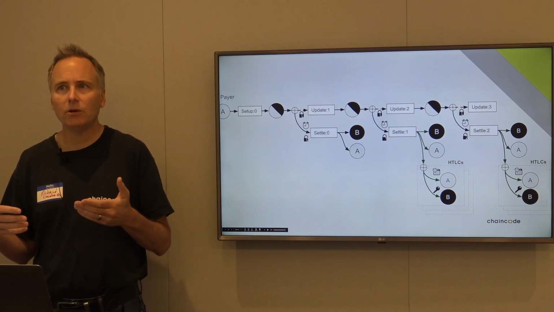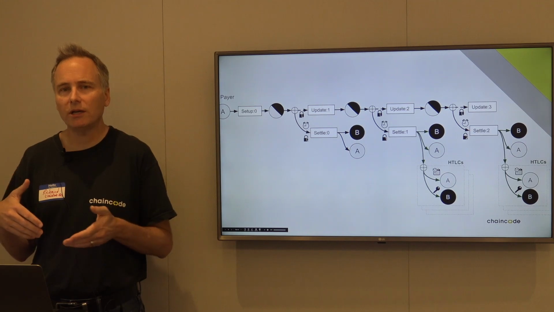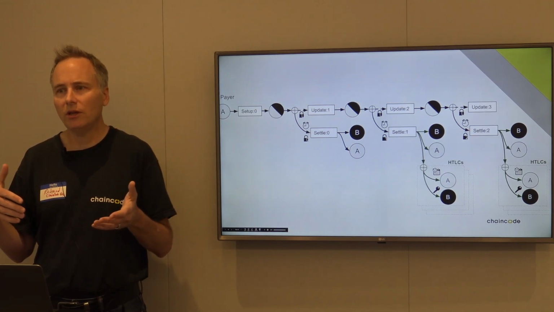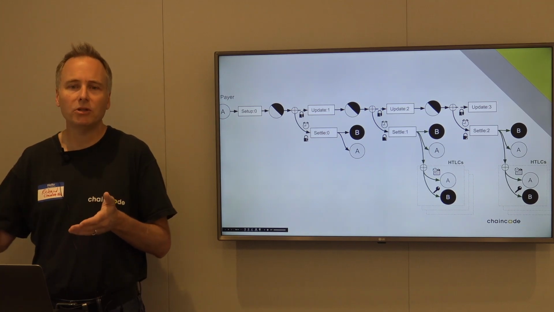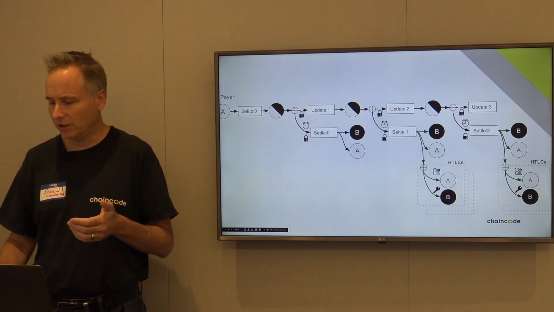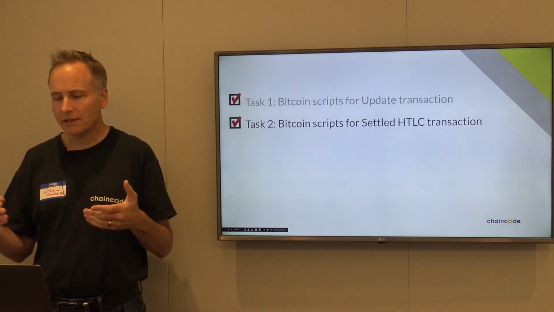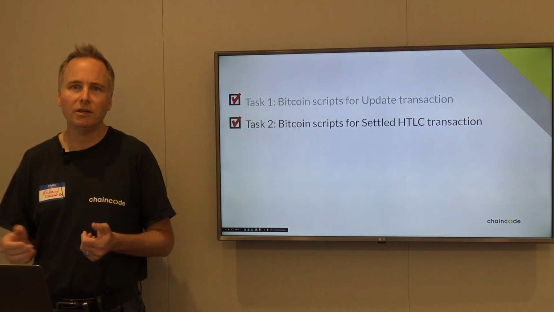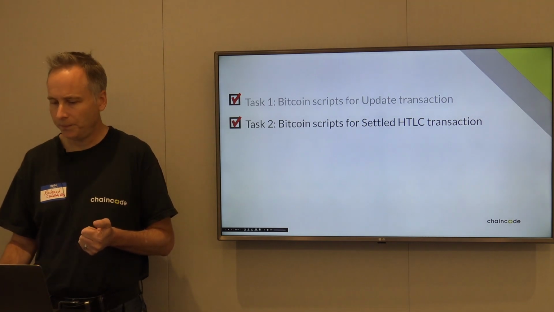And this is similar to how we want to use it for the mesh network, except in addition to showing that a payment was received, we're actually using the HTLC to show that a message was delivered to some final recipient. So the second step was implementing, again, Bitcoin scripts that would make these settled HTLC transactions possible.